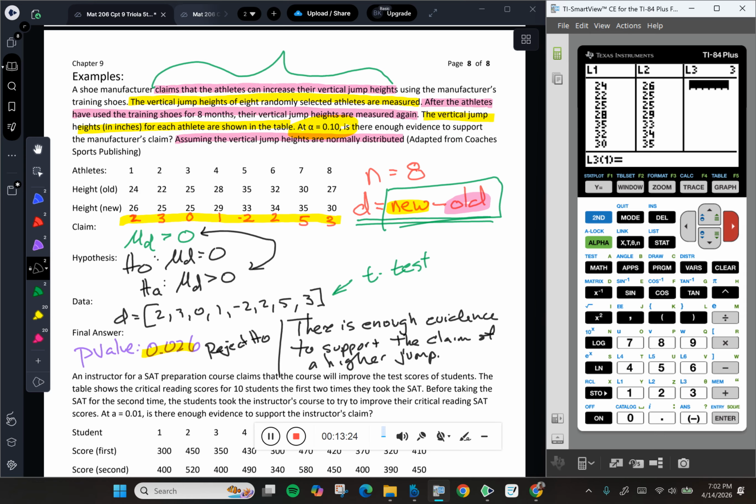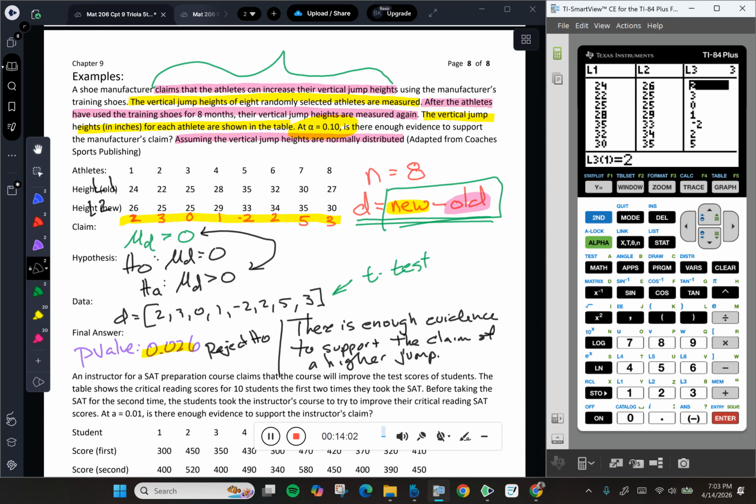Then over here in list 3, I could have the calculator find D for me, find the differences. The way that I do that is I'll scroll up until L3 is highlighted, and then down at the bottom of the screen, see where it says L3 equals? I need to type in new minus old. Remember though, new meant list 2 and old meant list 1. So I'm going to say list 2 minus list 1, and boom.